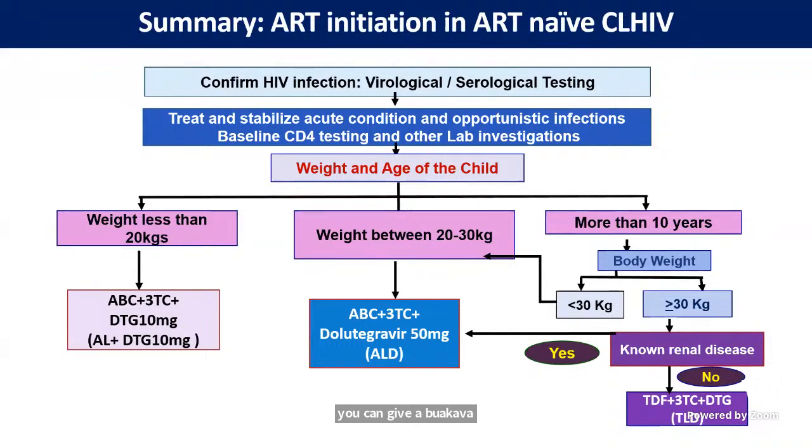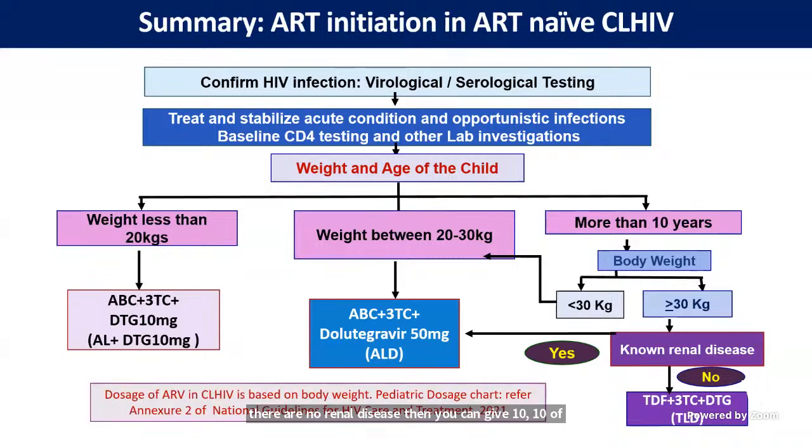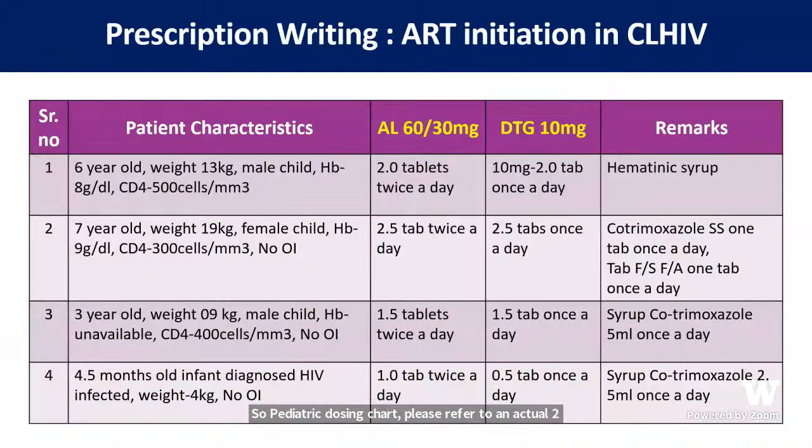If weight is more than 30 kgs in any child who is more than 10 years, if there is no renal disease, then you can give tenofovir, lamivudine and DTG. So the dosage of ARV in CLHIV is based on body weight. For the pediatric dosing chart, please refer to Annexure 2 of National Guidelines for HIV Care and Treatment 2021.